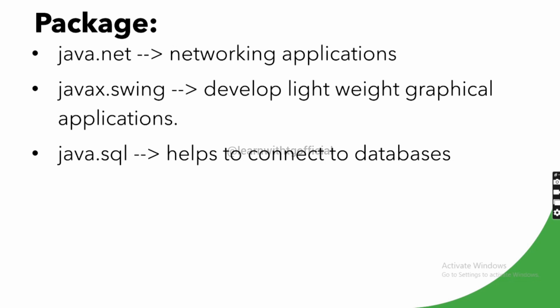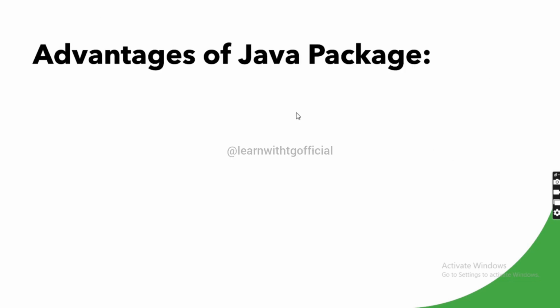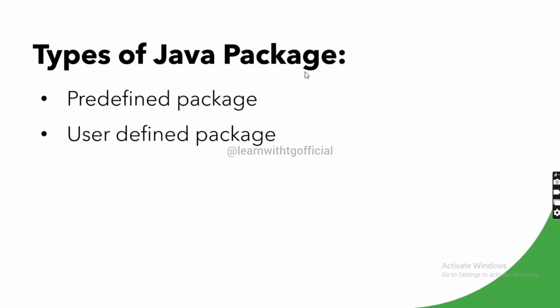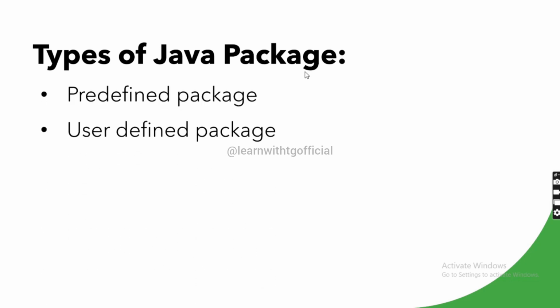The advantages of Java packages are: a Java package removes naming collision. It provides access protection. A Java package is used to categorize the classes and interfaces so that they can be easily maintained. Packages in Java are divided into two types. They are predefined packages and user-defined packages.